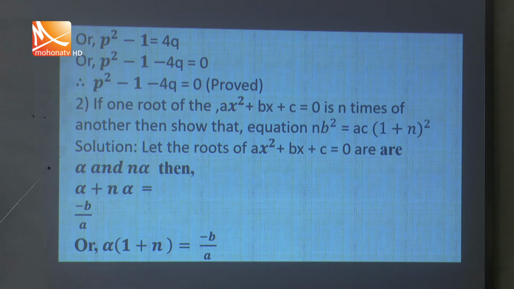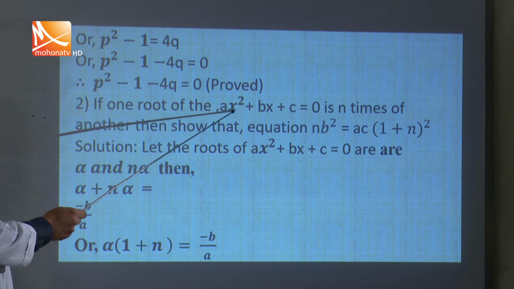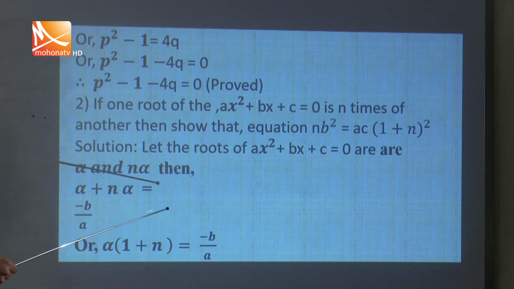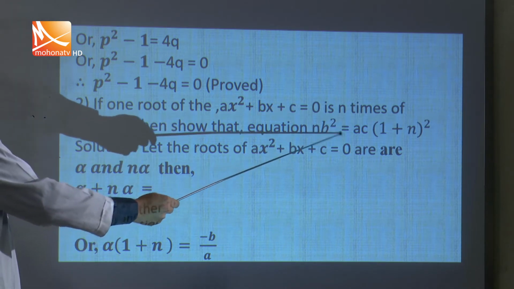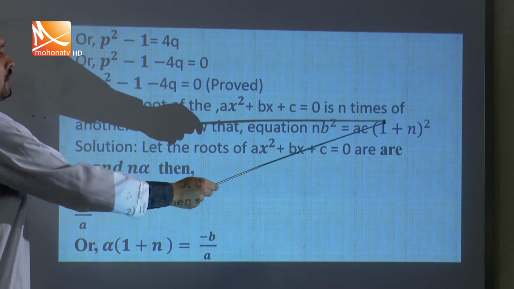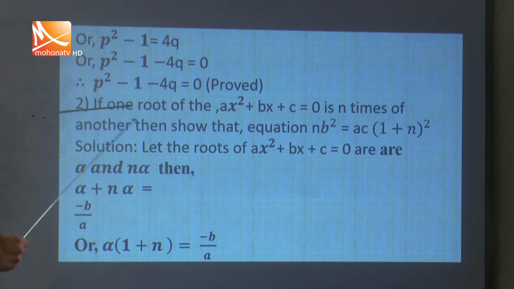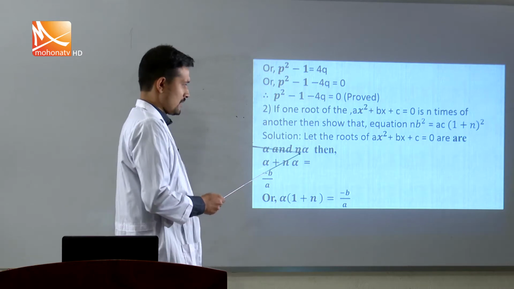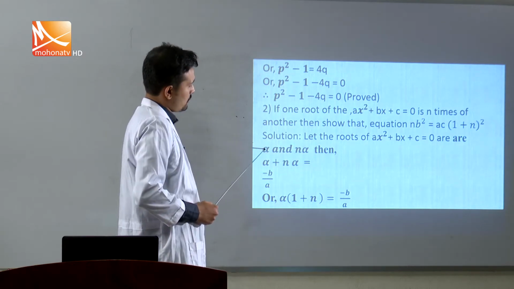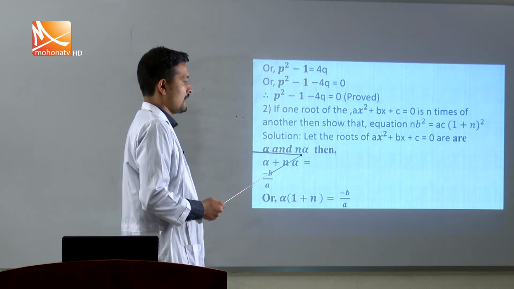Number 2: if one root of the equation ax² + bx + c = 0 is n times the other root, then show that nb² = ac(1 + n)². Here the pattern of the roots is that one root is n times the other. That means if one root is alpha, then the other root is n alpha. Therefore the two roots are alpha and n alpha.